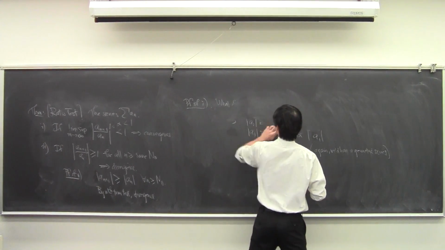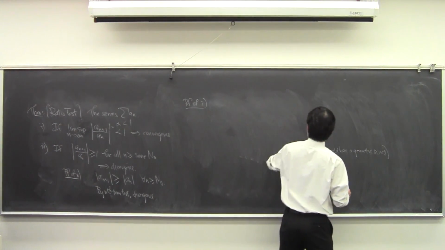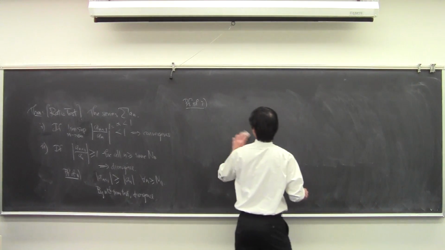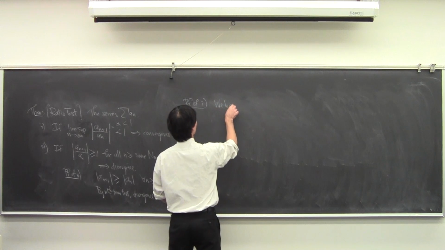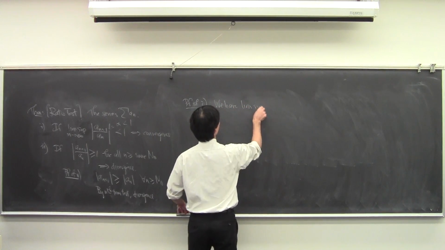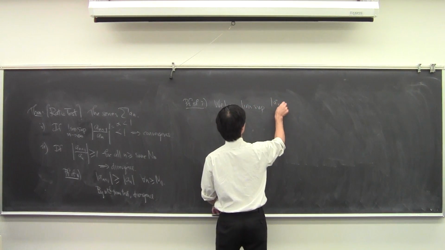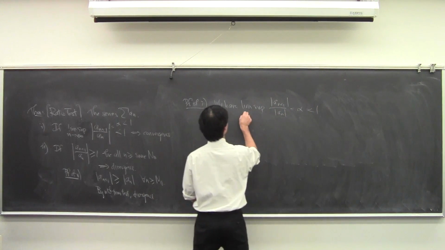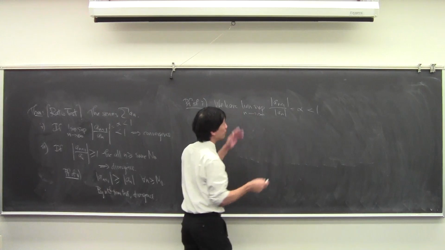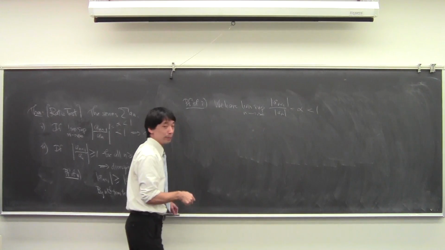So again, we don't have it, but we have that the lim sup of this ratio is some number smaller than 1. Right? That the lim sup is some number smaller than 1. And we play the same game.